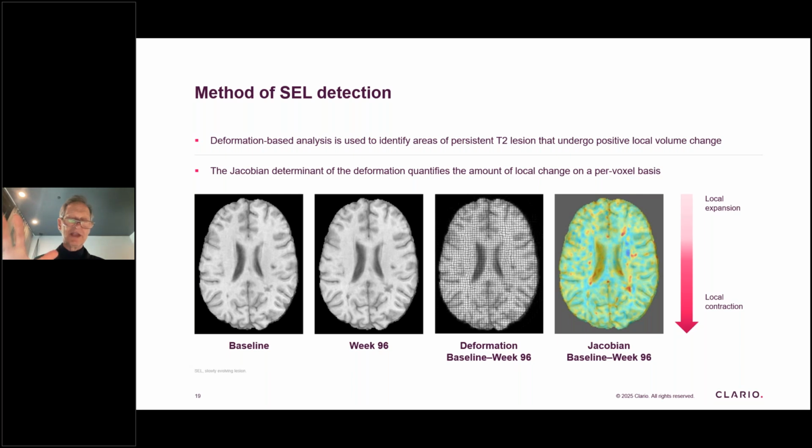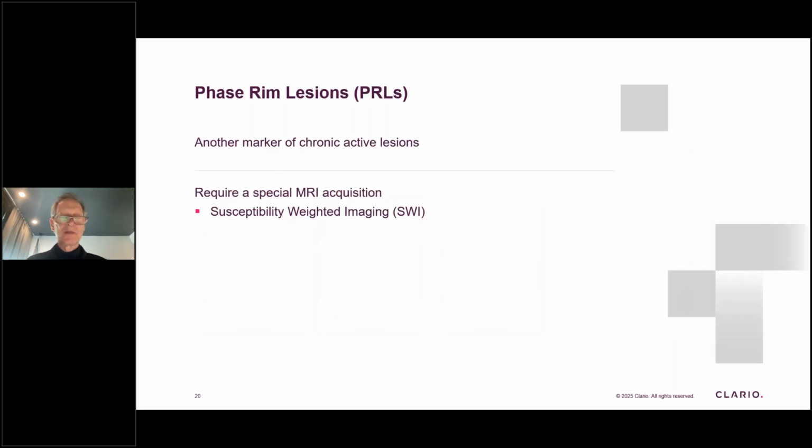Acute lesions would get bigger and then get smaller. These are lesions that are getting progressively bigger in a concentric fashion. The next one, please. The slowly expanding lesions are one marker of the kind of biology that is associated with progression. Another marker is called phase rim lesions, or pearls.